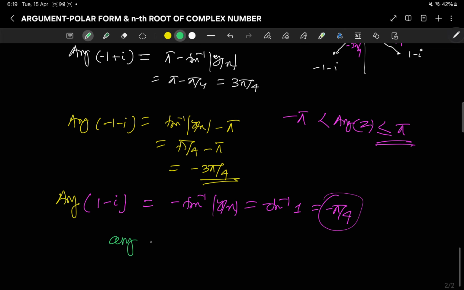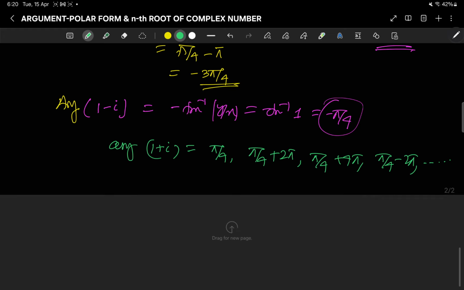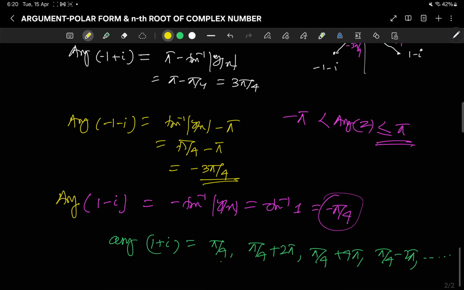If I ask what is the argument of 1 plus i, you can write pi by 4 is an argument, pi by 4 plus 2 pi is an argument, pi by 4 plus 4 pi is an argument, pi by 4 minus 2 pi is an argument, and so on. So you see this gap is 2 pi, and anything you see, the gap is 2 pi. So the general argument may differ by 2 pi.